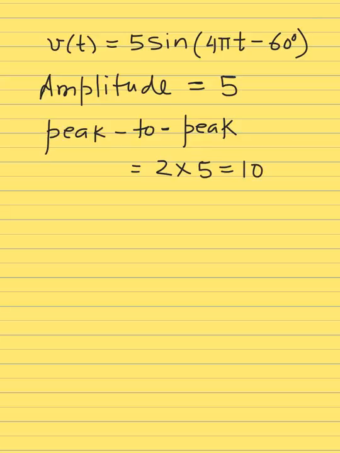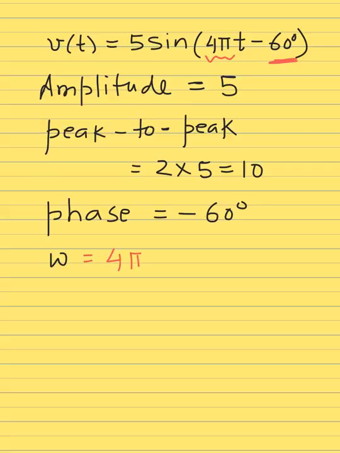And then it's asking for the phase. In this case, the phase is negative 60 degrees here. So that's the phase, negative 60 degrees. We need to include the negative sign as well. And then it's asking for angular frequency, omega. So omega is this, the coefficient of t. So omega equals 4 pi. And the units here are radians per second, and you're always encouraged to have the value of pi substituted and calculate a decimal number.